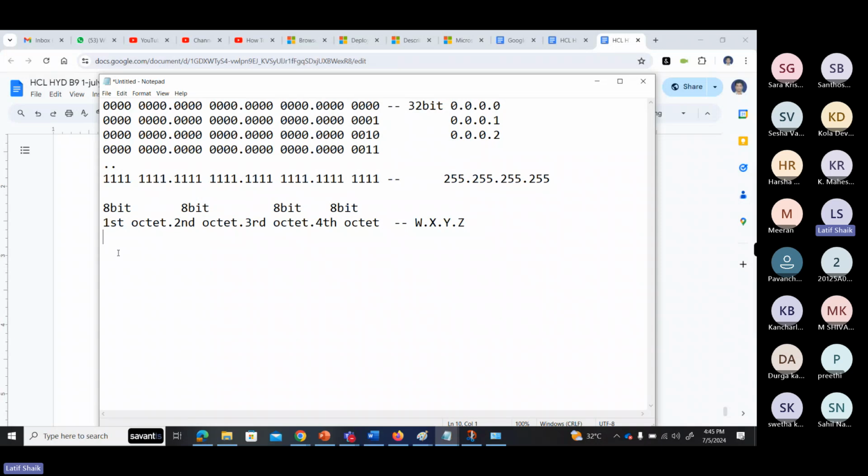Each octet's minimum is 0, because we started at 0 and finally we got 255. It is 0 to 255, maximum 255, not more than 255.